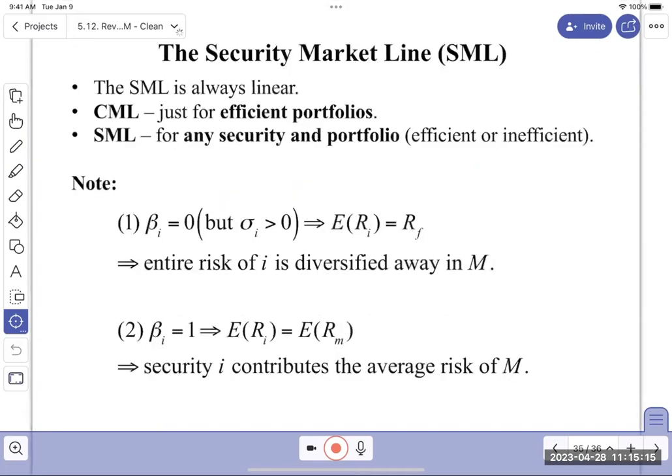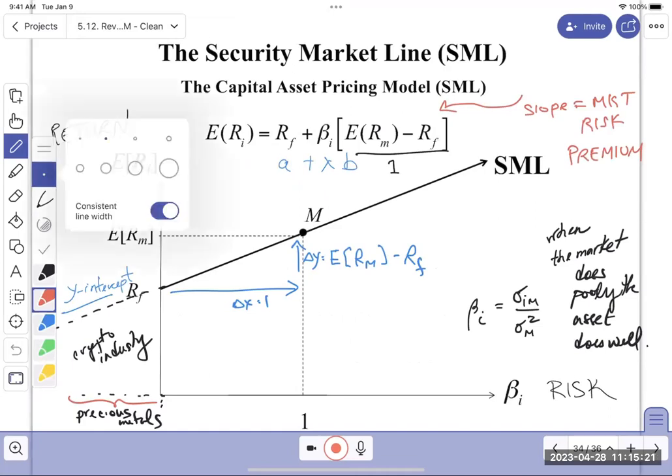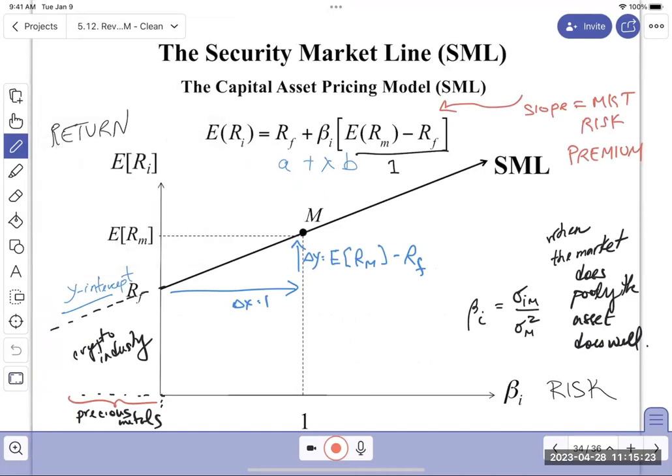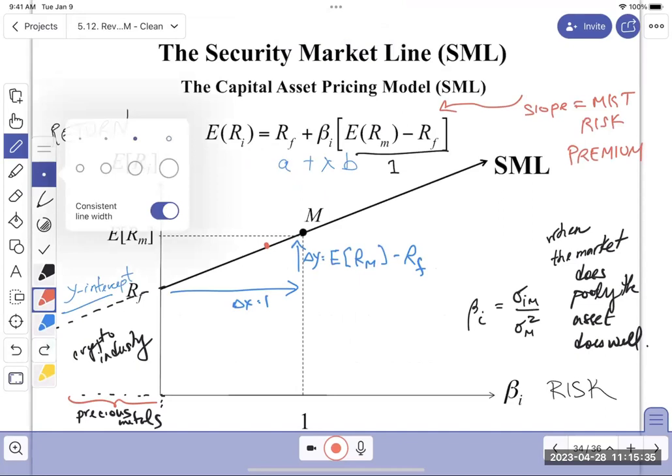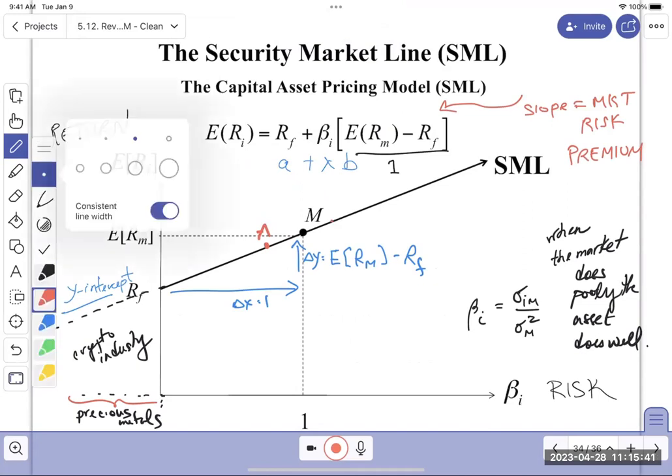So let's see, in terms of the graph, on our chart, A would be here. I mean, not exactly there, but to the left, because it has a lower beta than 1. And B would be here because it has a higher beta than 1.